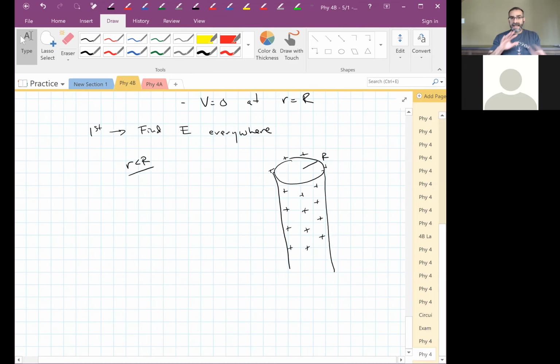If I did some kind of a Gaussian surface inside, there would be no charge in there, so there's no electric field. And we're inside of a conductor, right? So you know it's going to be 0 in there. E equals 0. Now let's do it outside.